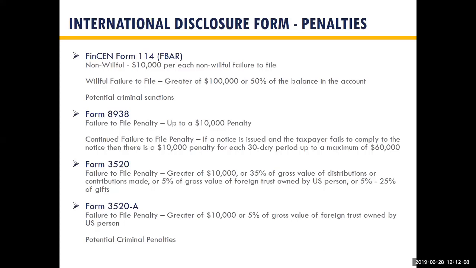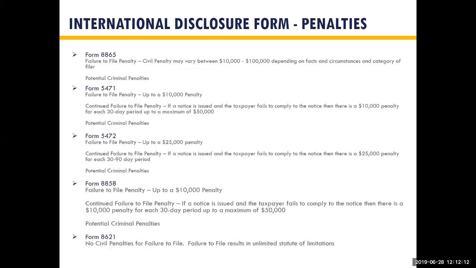The other forms and their related penalties are on the next slide. Forms 8865, again, $10,000 up to $100,000 depending on facts and circumstances. And the same with 5471s.